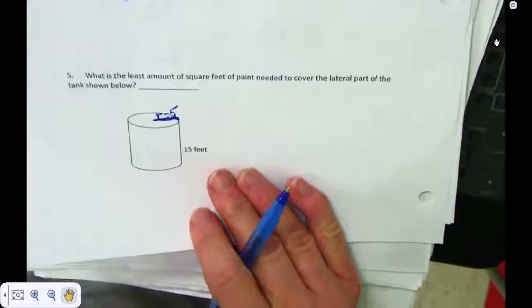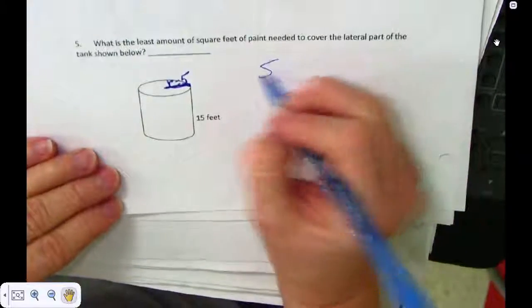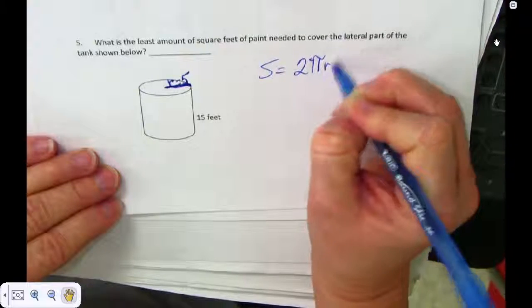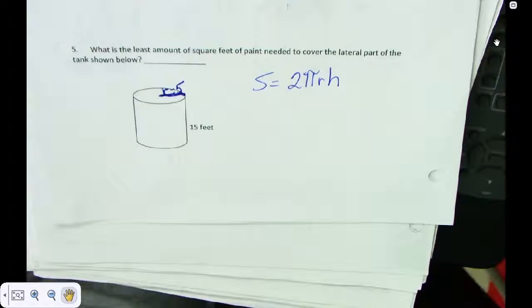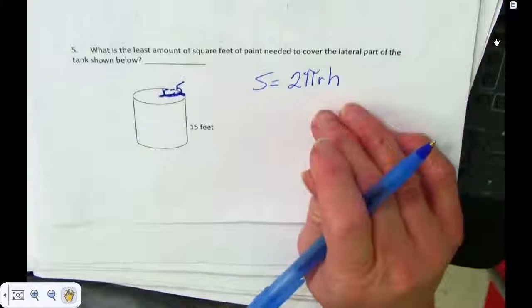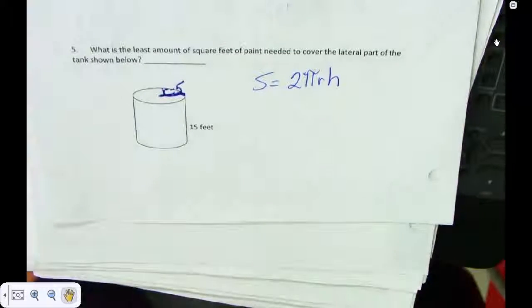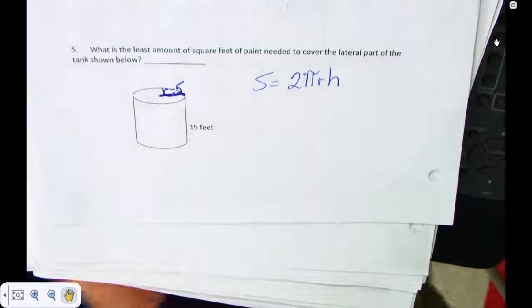Okay, on number 5, we're doing the lateral. It's a cylinder, guys. Okay, listen. If you write the wrong formula down, you don't have a chance to get it right. Some people this morning wrote the wrong formula, and all of a sudden they circled the right answer. Did I give them credit? No. X it out, because their work didn't match their answer. You have to have the correct formula.